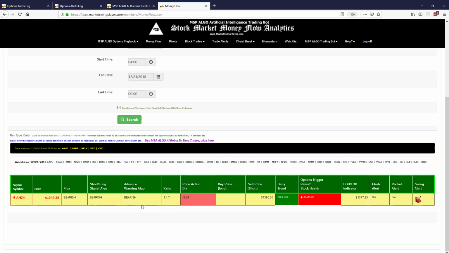So it was bearish. The money flow was bearish. Money flow being bearish and bullish has nothing to do with taking a trade. What you need to do is see what money flow is doing near support and resistance.